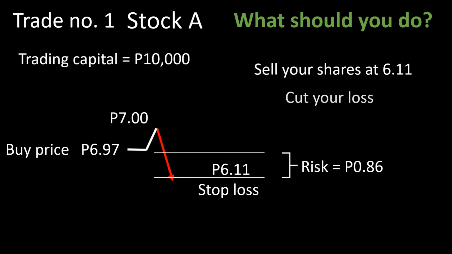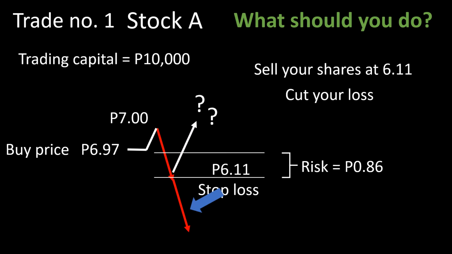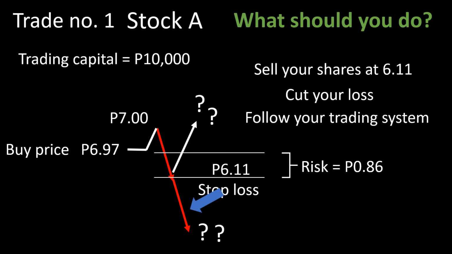You cut your loss. If you don't sell at 6.11, the price could go lower and your loss could go bigger. Well, yes, it could also go up after touching 6.11. But you are not sure that this is going to happen. The same way that you are not sure that the price could fall further. But since you adopted a trading system that uses a stop loss, then you have to follow that system and sell. Stay disciplined.